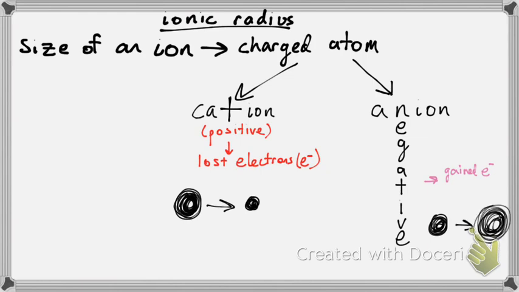A very simple trend. On the periodic table, it's a little bit more complex. We don't need to get there right now, but if you understand this setup, you're on your way to understanding ions and their radius.